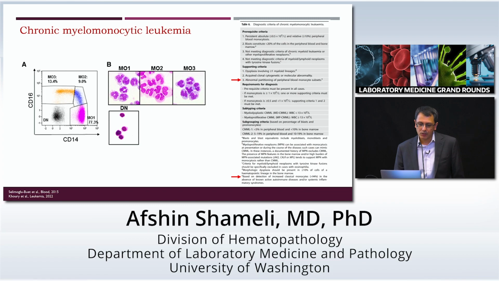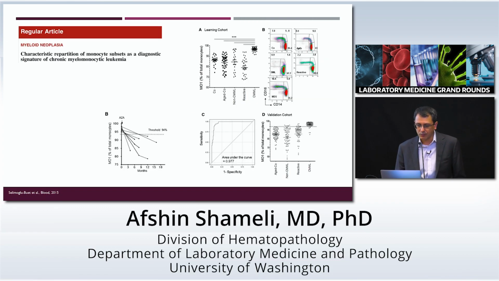So in a normal individual, peripheral blood monocytes can be divided into CD14 positive, CD16 negative population, which is the classical monocytes, intermediate monocytes that express both markers, and non-classical monocytes that express CD16 with dim expression of CD14. In normal individuals, these classical monocytes comprise on average about 85% of the monocyte population. Whereas in chronic myelomonocytic leukemia, this can be increased, and it has been shown that presence of more than 94% classical monocytes is highly diagnostic of chronic myelomonocytic leukemia.